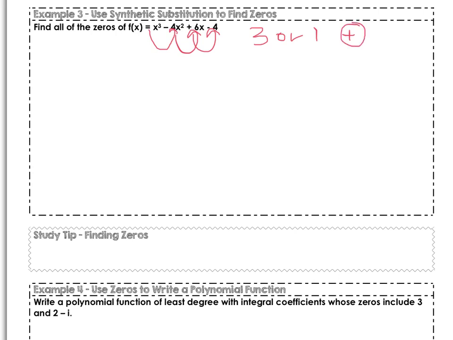All right, for negative, anything with an odd degree is going to change its sign. So now we have negative x to the third. This one is going to stay the same. Then we're going to have a negative 6x and a negative 4.